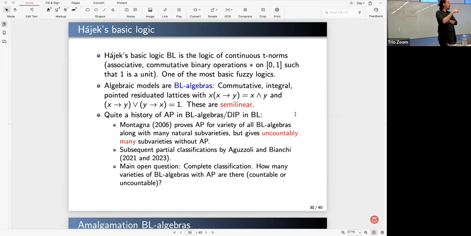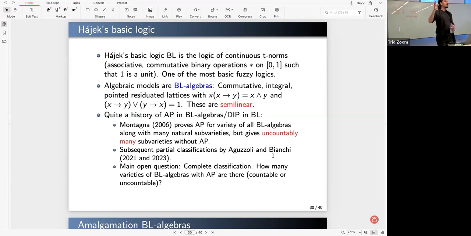Now, there have been a lot of efforts in the intervening 20 years to try to classify varieties of basic logic algebras that have the amalgamation property. One thing I'd mention is there have been some very nice recent papers from Stefano Aguzzoli and Matteo Bianchi, where they creep up on this quite technical work, finding more and more varieties that have the amalgamation property, but they can't find all of them. And until recently, the main open question in this area has been to obtain a complete classification, because it feels as if you should be able to.